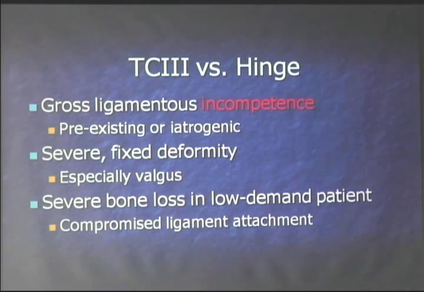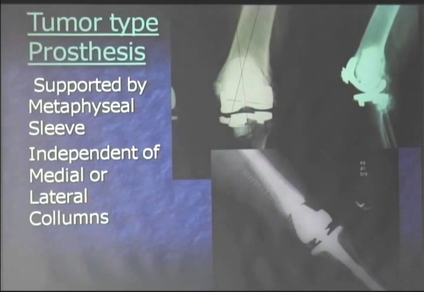When you're trying to determine whether you can get away with a TC3 or a varus valgus constrained device versus a hinge, I think the hinge plays a role with gross ligamentous incompetence, whether it's pre-existing or iatrogenic. If you have a severe fixed deformity, like a valgus over 30 degrees and a complete loss of the MCL, then I'll consider, especially in the elderly patient, going to a hinge device, or severe bone loss in the low-demand patient with compromised ligament attachments. These tumor-type prostheses are traditionally used only with substantial bone loss or maybe in the face of a distal femoral periprosthetic fracture.